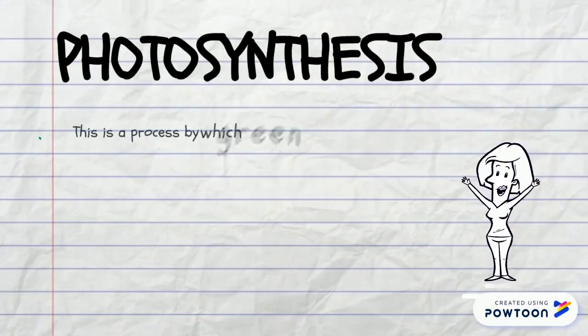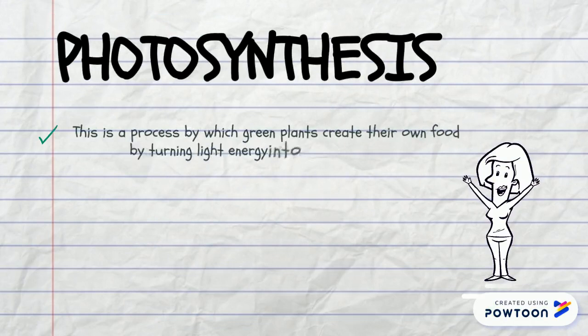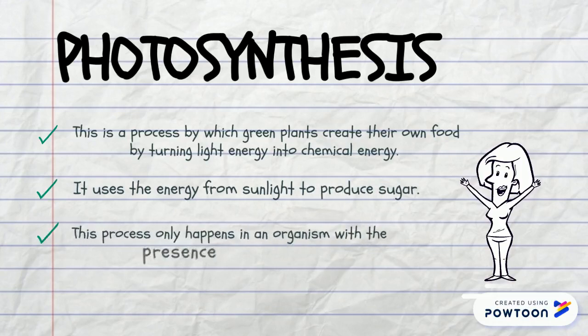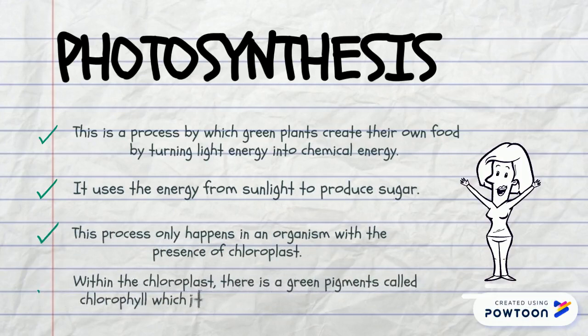This is a process by which green plants create their own food by turning light energy into chemical energy. It uses the energy from sunlight to produce sugar. This process only happens in an organism within the presence of chloroplast. Within the chloroplast, there is a green pigment called chlorophyll, which is responsible for absorbing light.